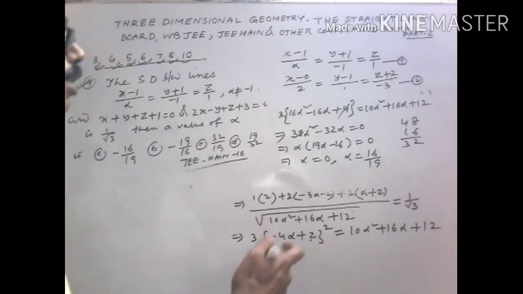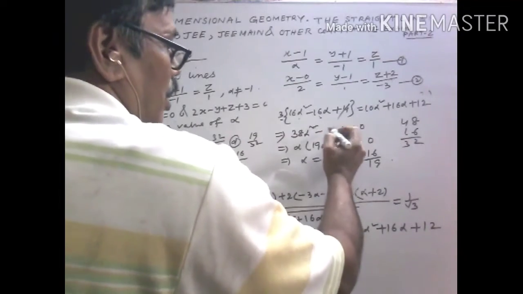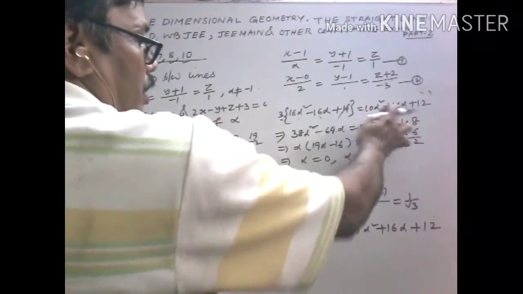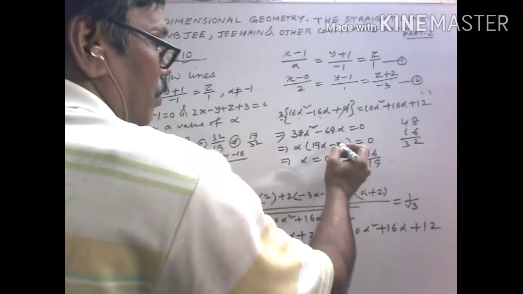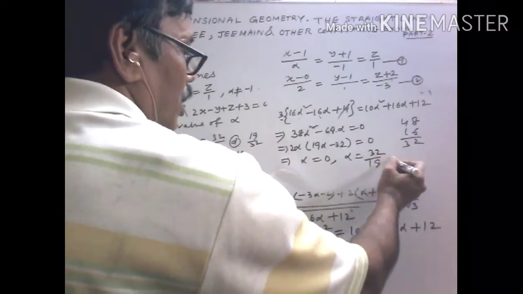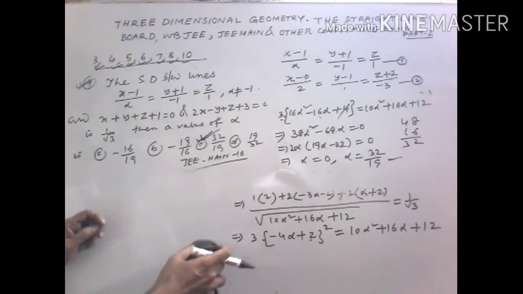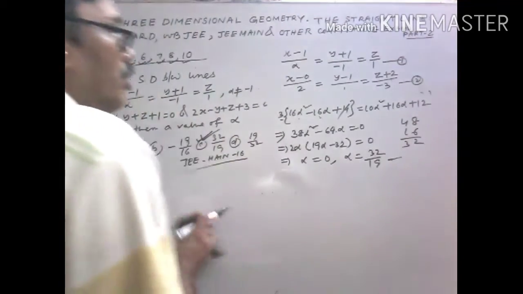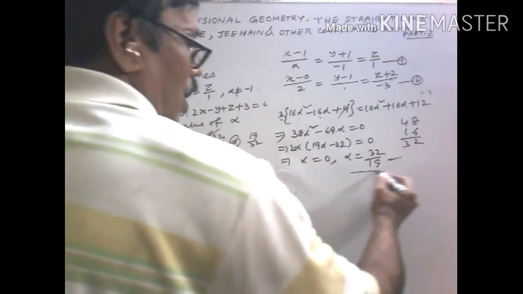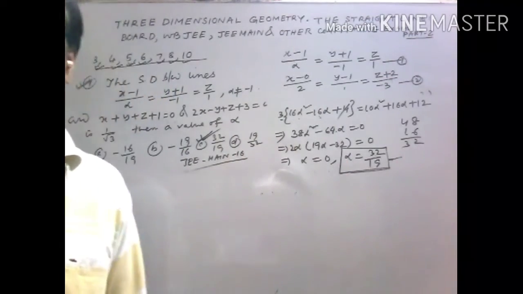So look at it again. 16 into 3 minus 48, minus 48 minus 16, this is 64 alpha, I think. So 19 alpha minus 32, alpha common. So alpha equals 0 and 32 by 19. So 32 by 19 is one value of alpha. So this is lengthy. So you put the equation in symmetric form and use the formula of shortest distance.